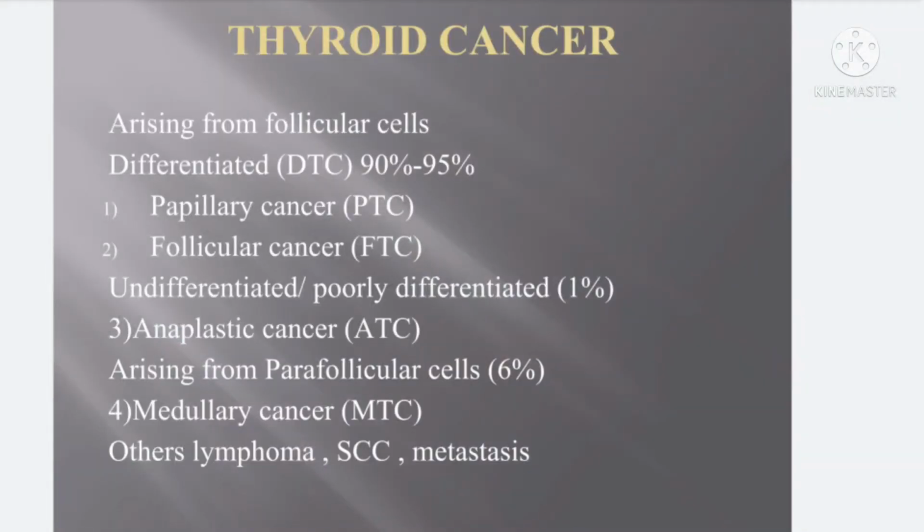As we know, there are different types of thyroid cancer. The common ones arising from the follicular cells are papillary cancer, follicular cancer, and the third type, anaplastic cancer, which is non-differentiated. There is a fourth type arising from the parafollicular cells, that is the medullary cancer of the thyroid. So it will obviously be the medullary cancer of the thyroid, arising from the parafollicular cells, which can be associated with an increased level of calcitonin.